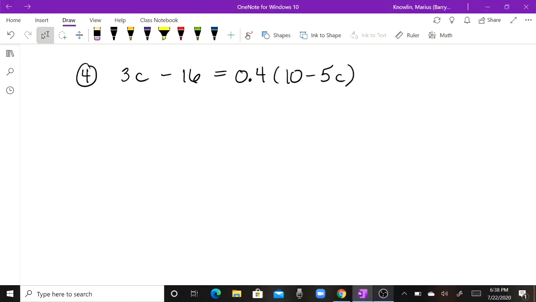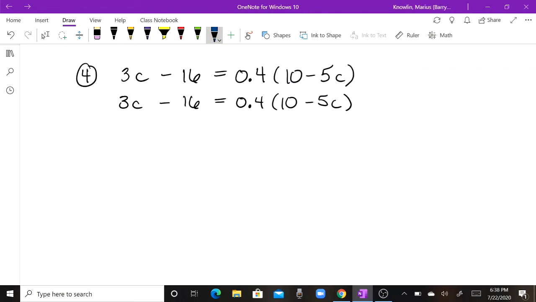Number 4. So with number 4, it says 3c minus 16 equals 0.4 times the group of 10 minus 5c. All right, first things first, I want to start off by rewriting it. So 3c minus 16 equals 0.4 times the group of 10 and negative 5c.